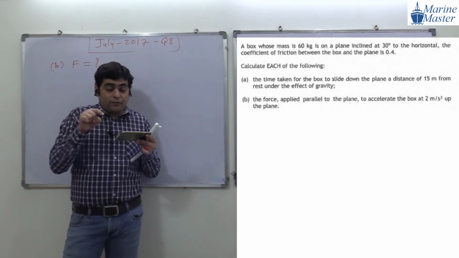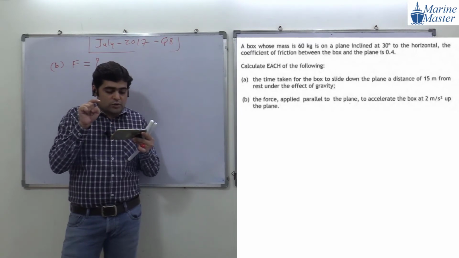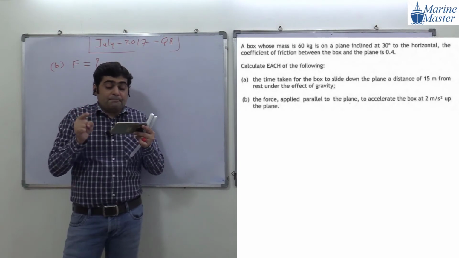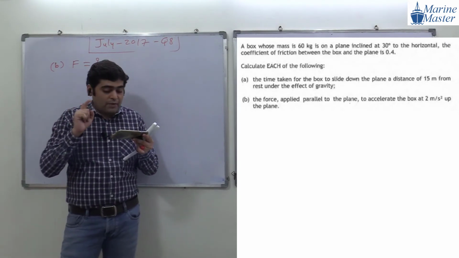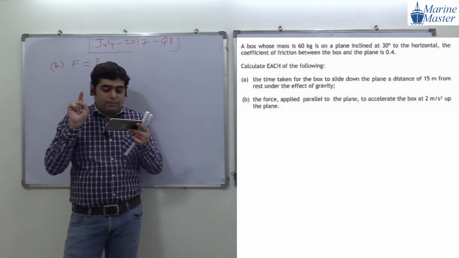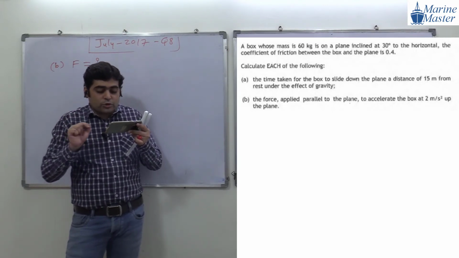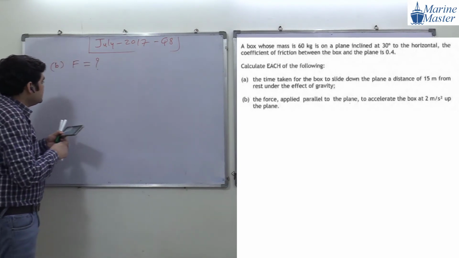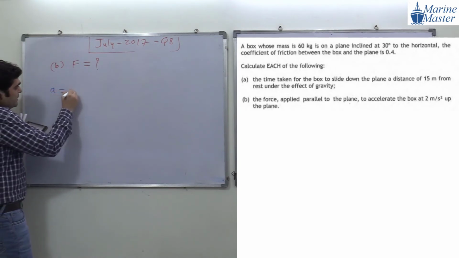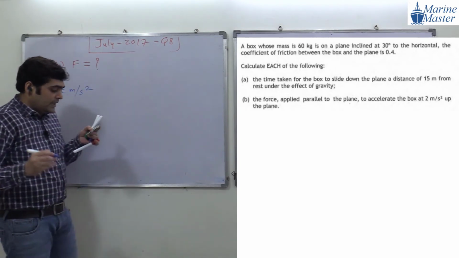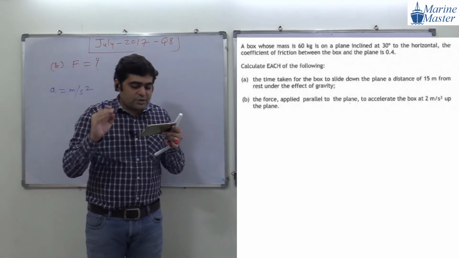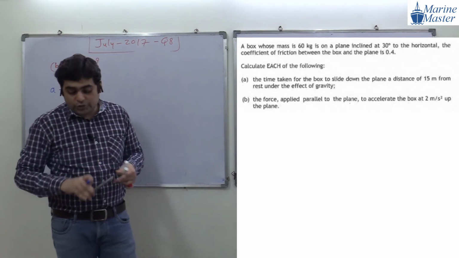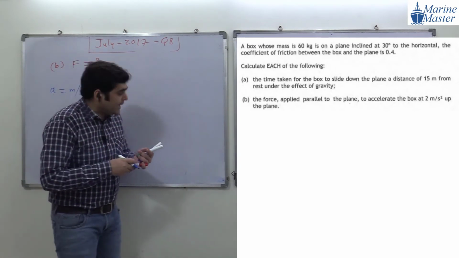But here in B part, there is a fourth force also. What is that fourth force? The force applied parallel to the plane. On the box, we are applying the force parallel to the plane, to accelerate the box at 2 meters per second squared. Okay, how is the acceleration of the box, guys? Acceleration is 2 meters per second squared. And how is the motion? Motion is up the plane.